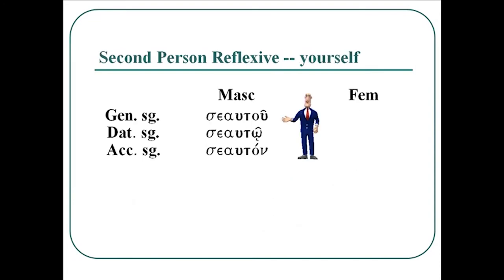Similar to the first person reflexive pronoun is seautu, or yourself. And you'll notice seautu, seautos, seauton takes the logos endings for the masculine, and the seautes, seauté, seautain takes the graphe endings, as we would expect.